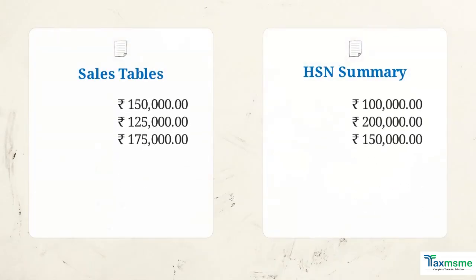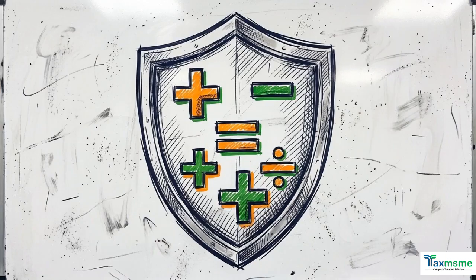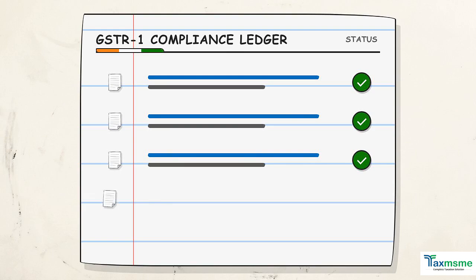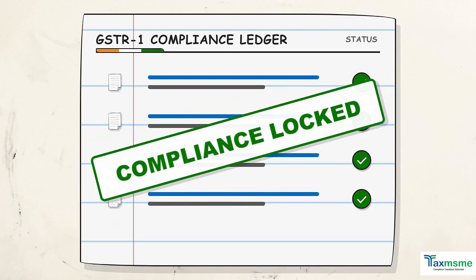Building a habit of rigorous mathematical cross-verification before you make that final click is your absolute best defense. It ensures you maintain a clean, accurate compliance record without hard-coding errors into the GST framework.